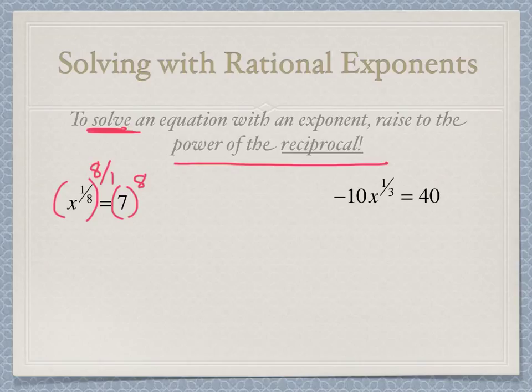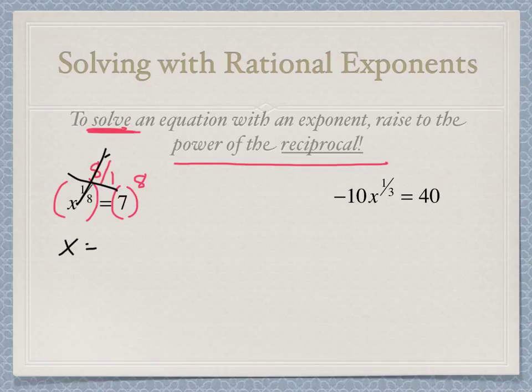Over here, remember that when you raise a power to a power, you're multiplying, and when you do 1/8 times 8 over 1, that's really going to cancel that whole thing out. So you're left with just x. That's why you did that.